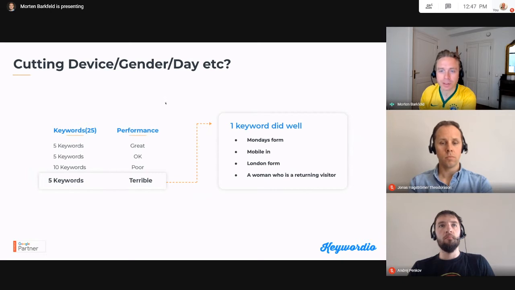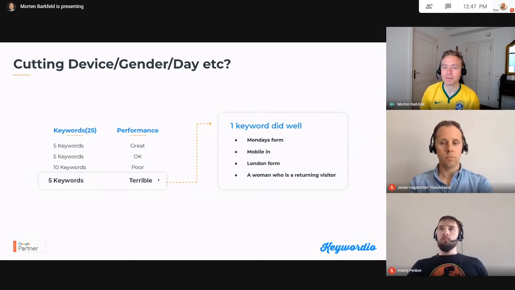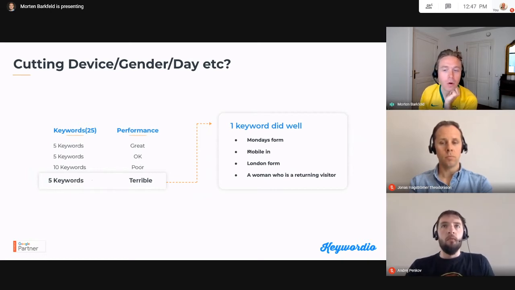However, it could be that from these keywords, and of course you need quite a lot of data to see this, one of these keywords did really well on Mondays, from a mobile phone in London, from a woman who is a returning visitor, right? However, if you're from, let's say, Southampton or wherever, coming from a desktop or a tablet, and you're a new user, meaning you've never been to the website before, and you're doing it on a Friday where maybe you should have actually been at the pub, then the return on investment can be really bad.